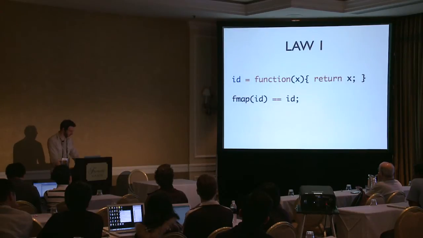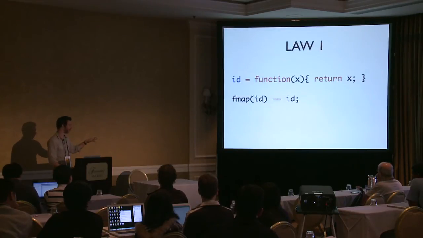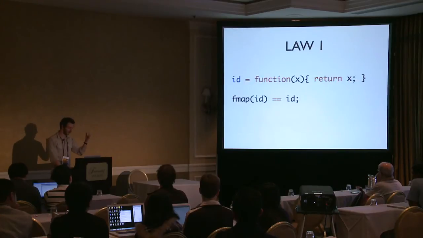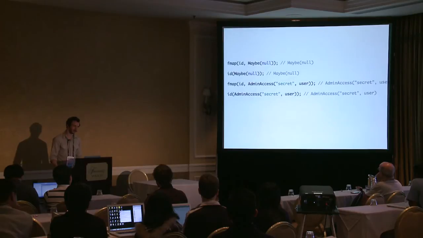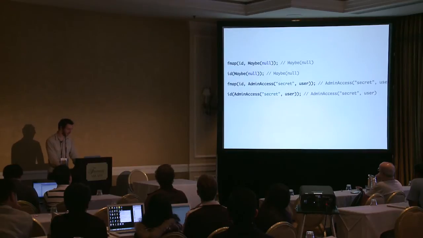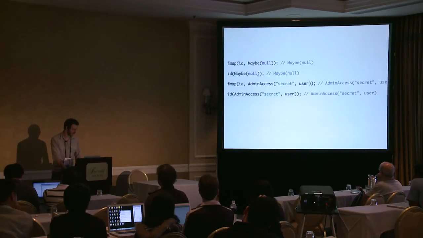So the first one is we've got this identity function. It's just a stub function. It's just going to take a value and return it back to you. So if we fmap the identity function over your functor, it should be exactly the same as just calling the ID on your functor. That's not that hard. All it really is saying is make sure you put it back in the box afterwards, and make sure you're not dropping any other values inside your functor. So you can see here, it'll always kind of preserve the structure.